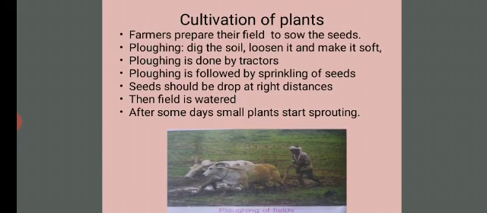So my dear students, today in this chapter we learned the types of aquatic plants and cultivation of plants.